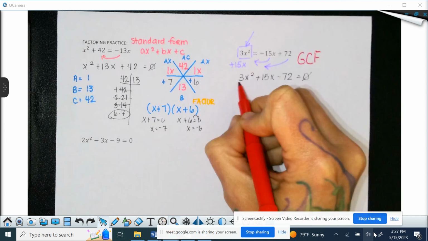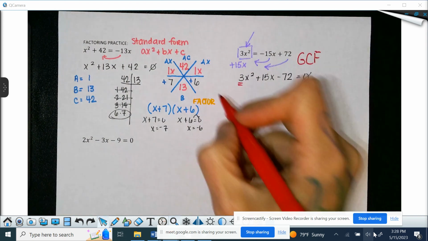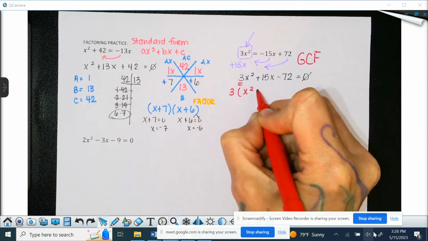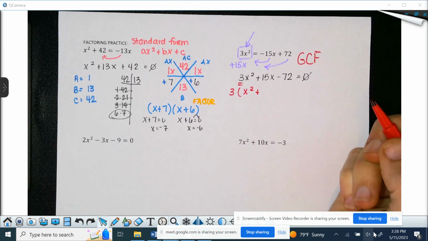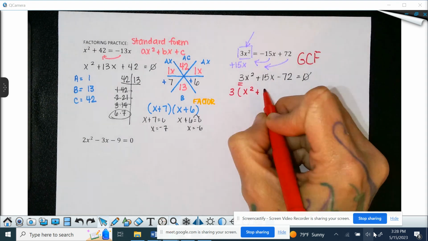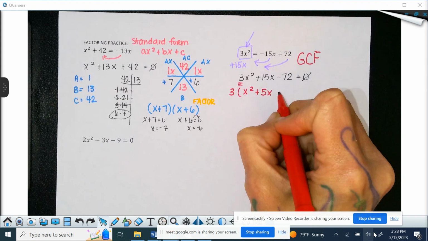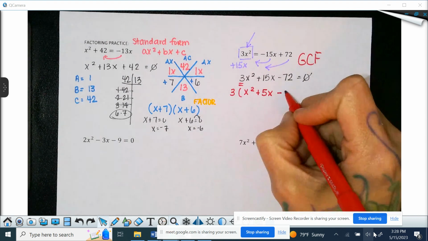So I always check that front number. Again, crossing my fingers, hoping that that can turn into a 1. Does 3 go into 15? Yep. Does 3 go into 72? Yep. Good. So we're going to take a 3 out, and we'll end up with x squared. 3 times what gives me 15? Tristan, this is your time, bud. What's 3 times what gives me 15? Good job. 3 times 5. And then 3 times what gives me 72? Or a negative 72. 3 times a negative 24 gives me that 72.